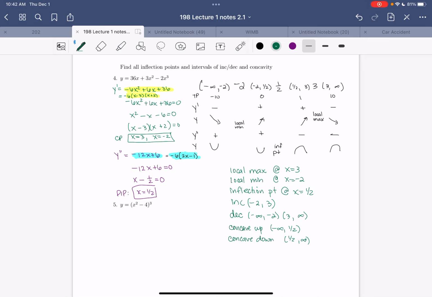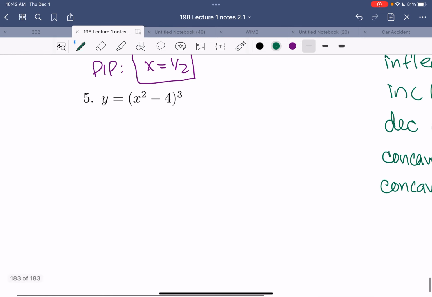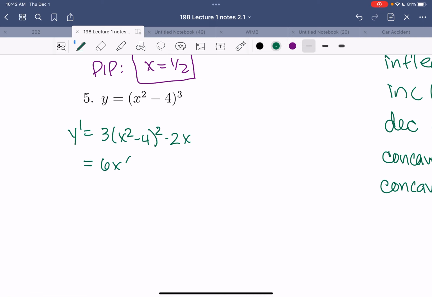All right. Now, I am actually going to skip number 5 because this gets really annoying with calculating derivatives, right? The first one's not bad. I can show you that. Your first derivative here, it's going to be 3 times x squared minus 4 squared times 2x. So you actually get 6x times x squared minus 4 squared.